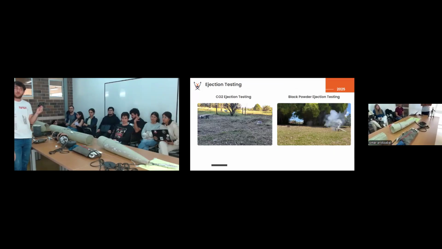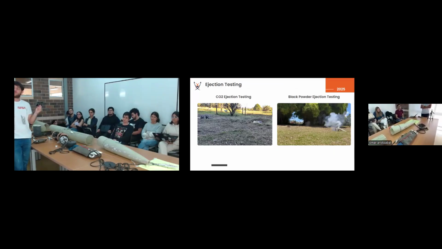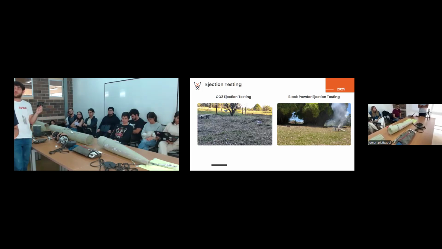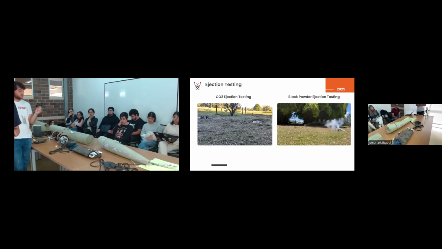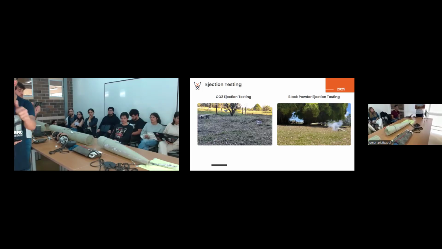If you'd like to talk about the deployment charge, maybe later, we'll continue from the tip to the bottom of the rocket. Okay, are there any more questions related to this nose cone section and the shear pins, or is everything clear?